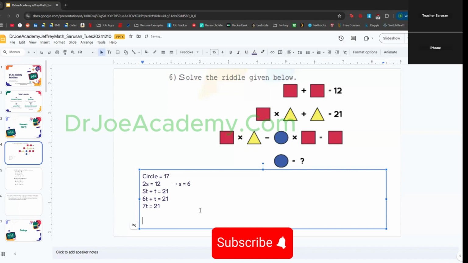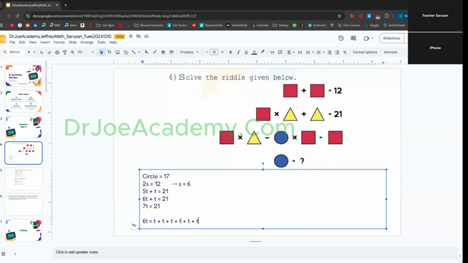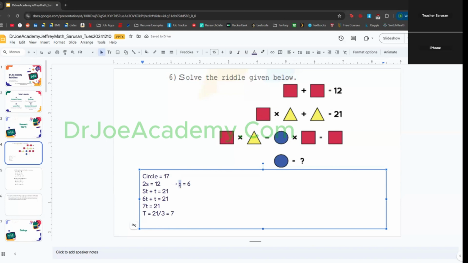Another way to say this is 6t essentially just means t plus t plus t, all the way to 6 times. Sorry, this should be an equal sign. All right, there it is. t plus t plus t plus t, all the way to 6. So 7t is going to be the same thing plus one more. Oh, okay, that makes sense. All right, perfect. So 7t equals 21. Pretty simple at this point. 21 divided by 3. What is that? 7. Yeah. So now we have s equals 6, t equals 7.